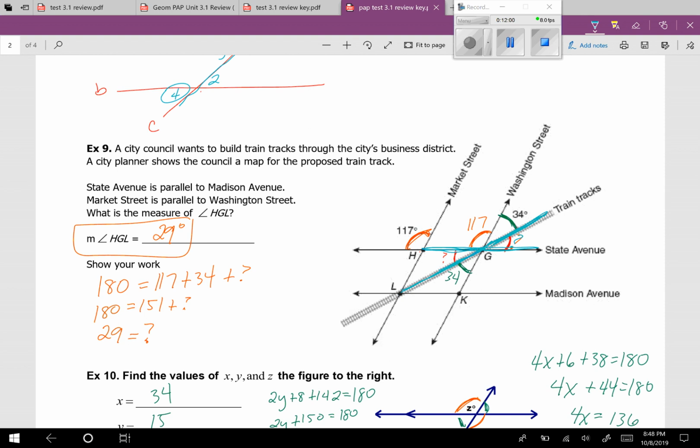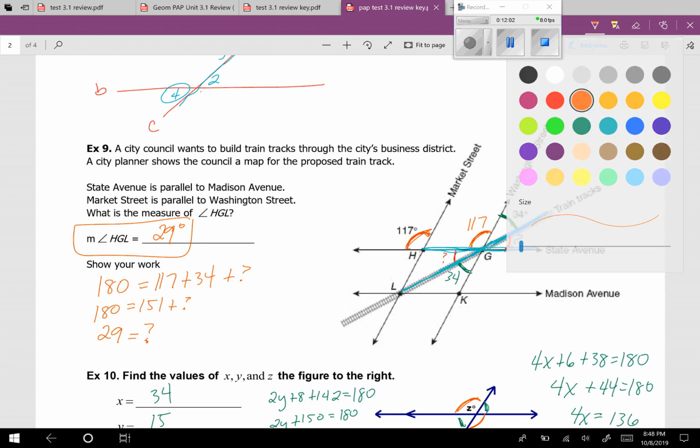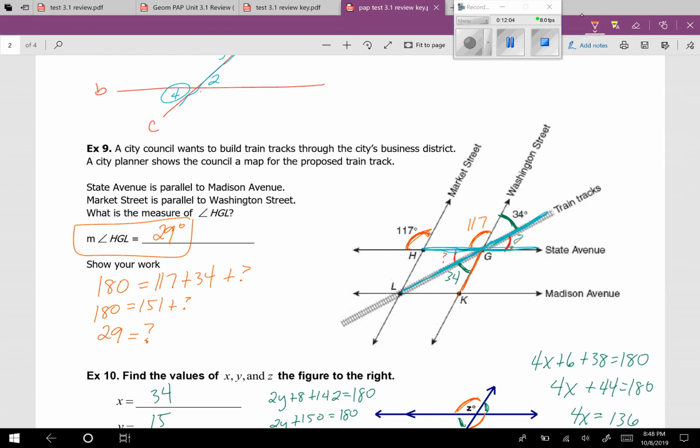I also could see that I've got a pair of vertical angles going right here. This 34 is also over here. So these two sections are 34. So I said, okay, that doesn't really help me too much. But then I noticed they gave me this 117 right here.